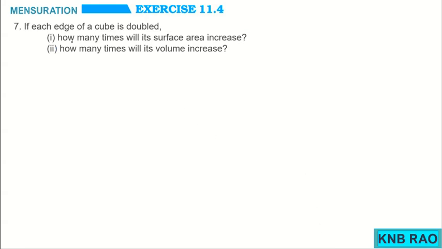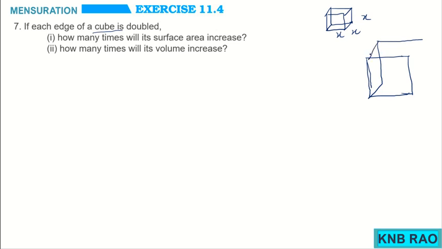In question number 7, if each edge of a cube is doubled, see children, very important, you have got a cube where each edge is assumed as x. Okay, now it is getting doubled. Means now its length is increasing to 2x, breadth is increasing to 2x, and height is also increased to 2x.